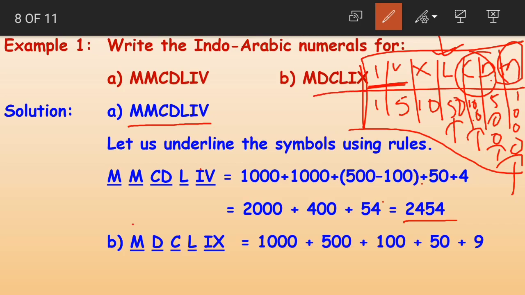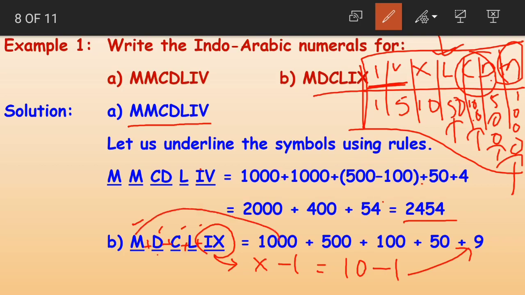The next question is MDCLIX. Now in MDCLIX, all of M, D, C, L are correct. They are following the correct order, so we simply add all those terms together. When it comes to the last two symbols IX, I, the smaller symbol, is to the left of X, the larger symbol. So what do we do? We subtract. We do X minus I, which is nothing but 10 minus 1, which is equal to 9.